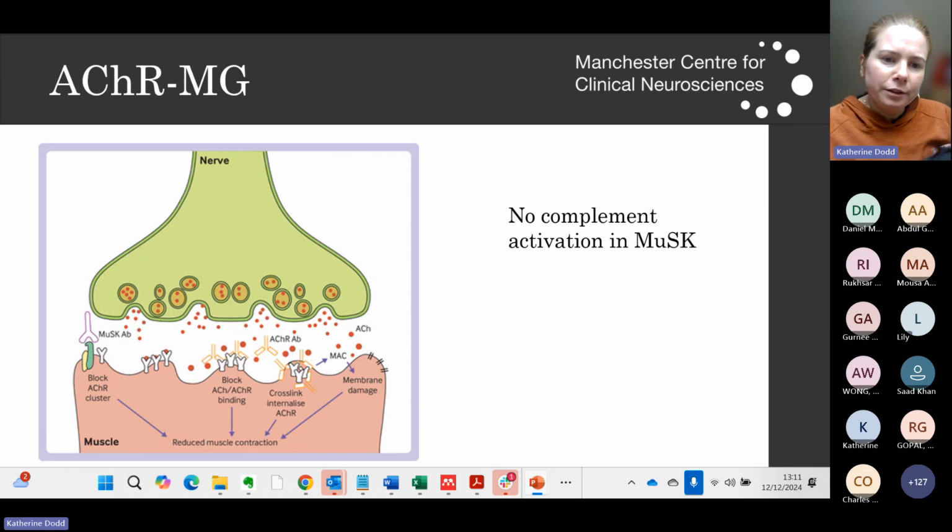The main difference really is that the MuSK antibodies don't activate complement, which probably doesn't mean a huge difference now, but in the future that probably will change how we treat the different conditions. The other thing with MuSK antibodies is that they are IgG4, and therefore they're more likely to respond to rituximab as opposed to AChR.